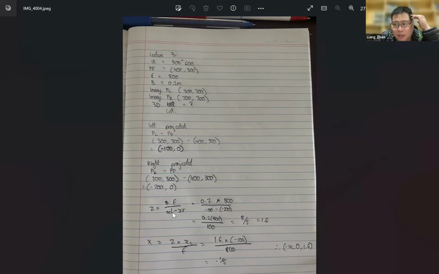No, always XL minus XR. Always XL. And then for X and Y, I would have this as XR instead? Yes. Here it depends on which coordinate frame you're going to have for your 3D point. Normally I'm asking you to have a 3D point in the left camera coordinate frame. Then you use XL.